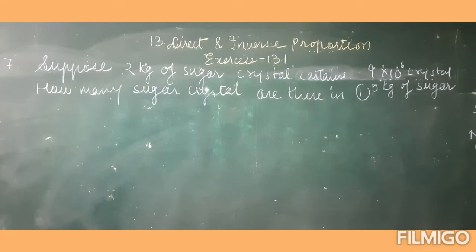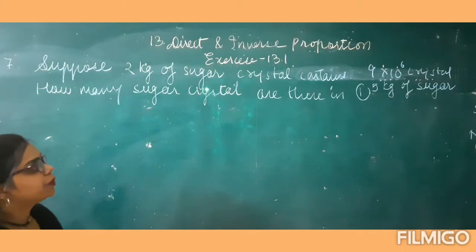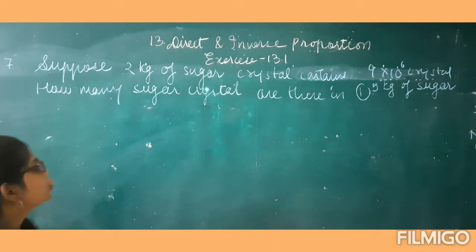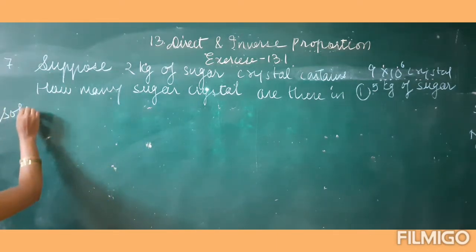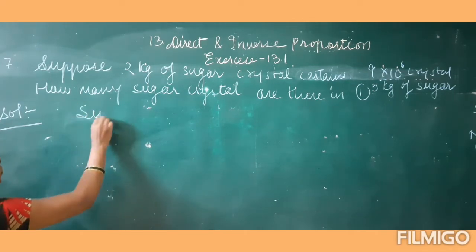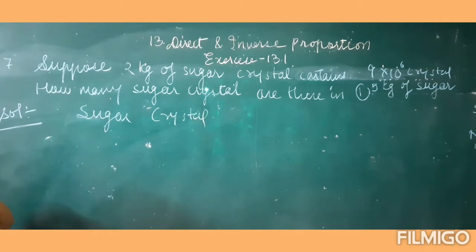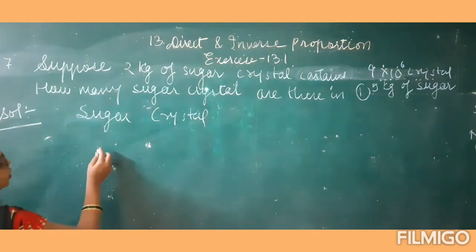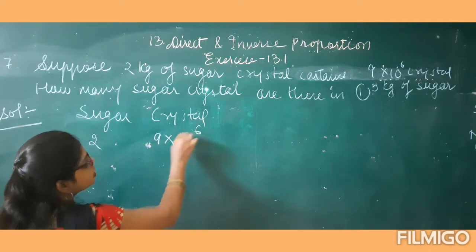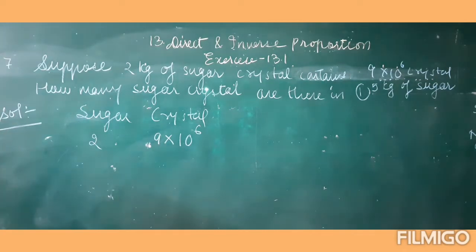In question number 7, you are given, suppose 2 kg of sugar crystal contains 9 into 10 to the power 6 crystals. How many sugar crystals are there in 5 kg of sugar? So here in this question it is saying 2 kg sugar is containing how much? 9 into 10 to the power 6 crystal. So you have to find out how many sugar crystals are there in 5 kg of sugar.